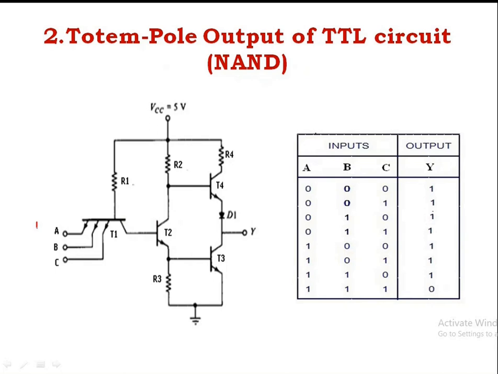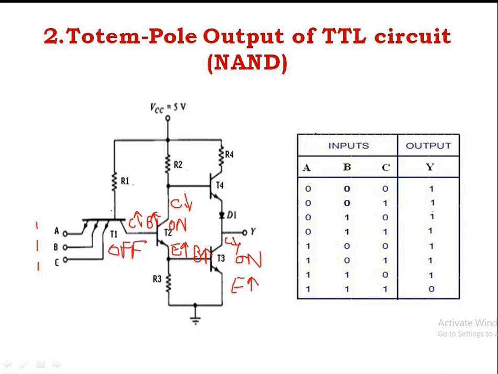We have assumed the inputs to be 1, so any one emitter voltage should be 1 to make this transistor on. Actually all the inputs are 1, so the transistor is off. Now this collector voltage is high, so the base voltage will be high for T2. Once the base voltage is high, T2 is on. Once T2 is on, the collector is low and the emitter is high. Now the emitter is high, so the base of T3 is high, so transistor T3 is on. T3 on means collector voltage is low and emitter voltage is high.